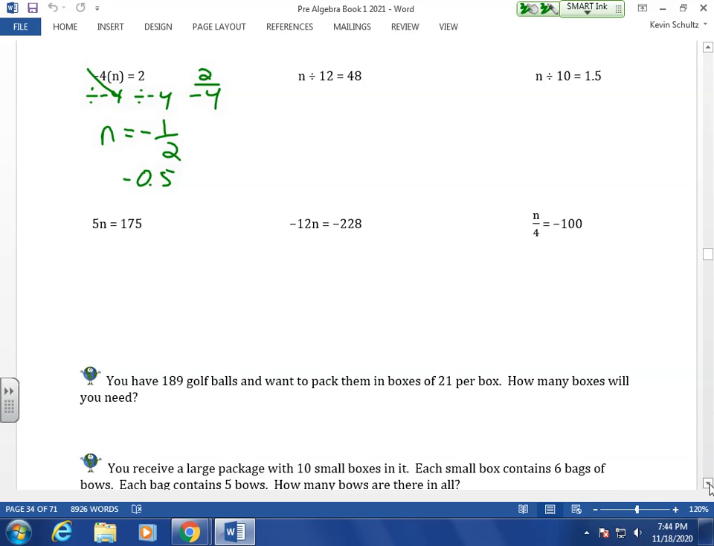The next one, n divided by 12 equals 48. We're going to be multiplying by 12. And 48 times 12 is 576. Tried the quick maths there. Let me go to my trusty calculator just to verify. Yes, 576.